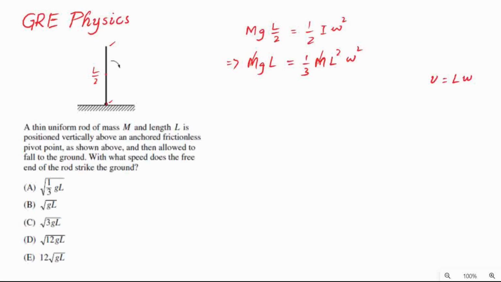So this equation gives me g L is equal to 1 by 3 times L squared omega squared, which is now V squared, that is speed of a point at the end of the rod when it strikes the ground. So from here V is equal to the square root of 3 times g times L, and this is the correct answer, option C here.